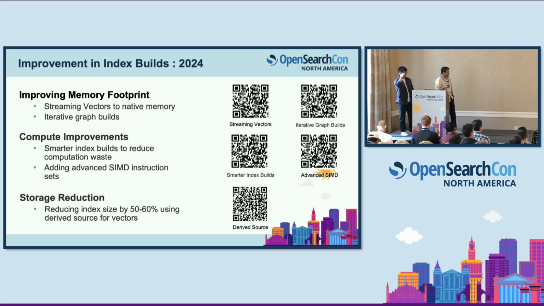The next thing is storage reduction. We added support for something called derived source. This has been talked about by Wamshi in the last session, but let me touch upon it a little bit for those who haven't attended that talk. Earlier, whenever you ingested a document into OpenSearch, OpenSearch would take your exact document and store it in a Lucene stored field, which we name _source.